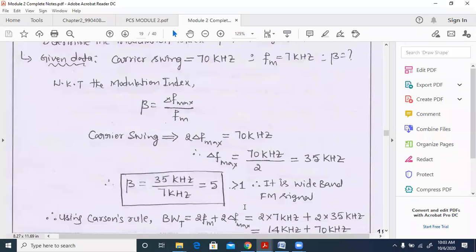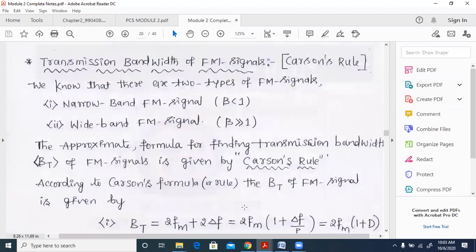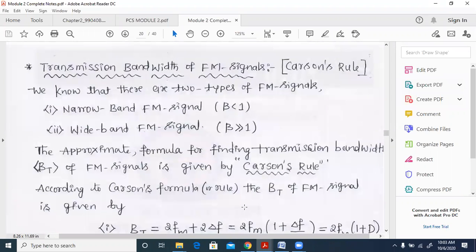With this we come to the end of the numericals. We'll take up the transmission bandwidth of the FM signal in the next class. If you have any doubts, you can ask.